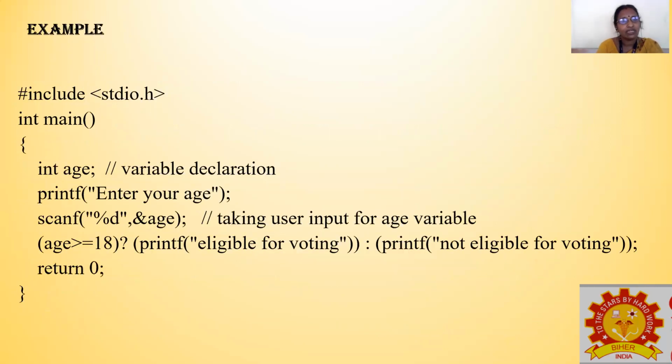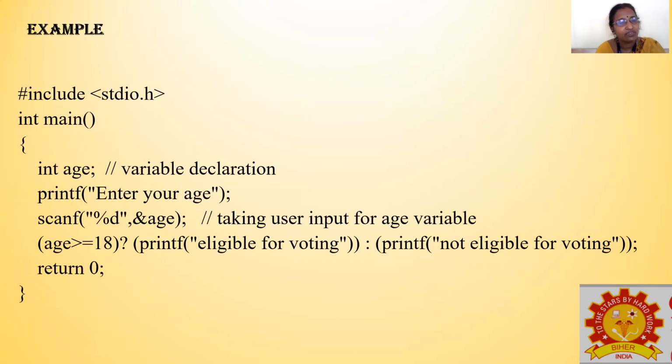What we are doing here: you are getting the input from your keyboard and you are checking the age. If age is greater than 18, then printf "eligible for voting". Or else, if the incoming age is less than 18, then what will be the output of the program? "Not eligible for voting". So here you are using a ternary operator, a very simple program, a very good example for the ternary operator. You are checking the age here.